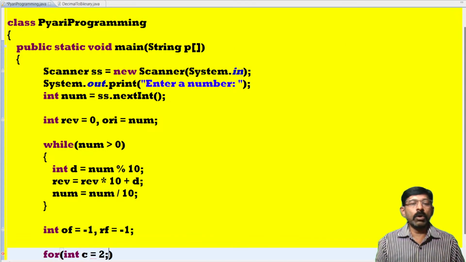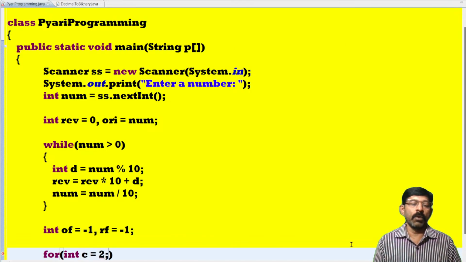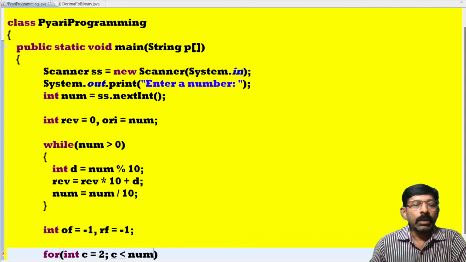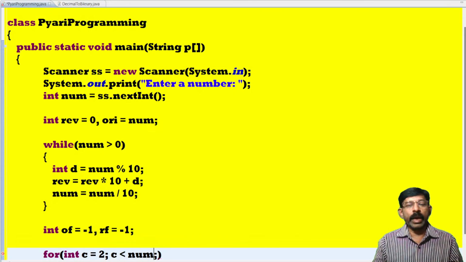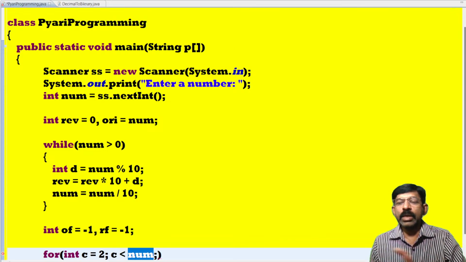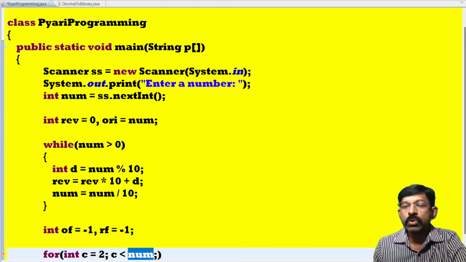Why? Because we know every number is divisible by 1 and itself. So I will deal with which one? 2. Then c is less than num. Now, is there any problem if I take num over here? Got my question? This is a common mistake made by students in an examination.